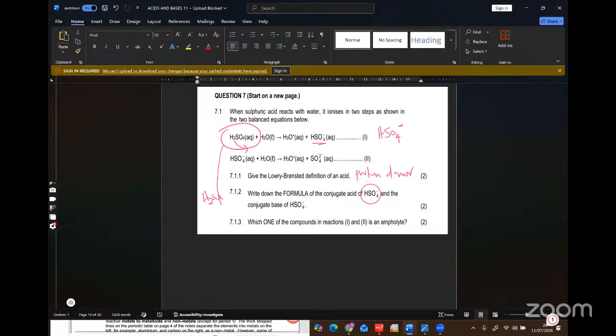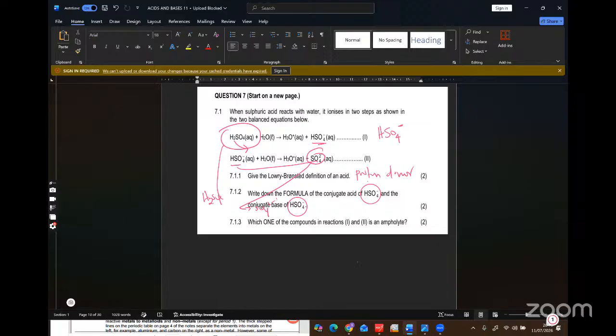And then the conjugate base of this. It means this is an acid, and what is its conjugate base? This is the acid, and its conjugate base is this one. So this is what you're going to write here: SO4 2 minus. Then which one of the compounds in this reaction is an ampholyte?